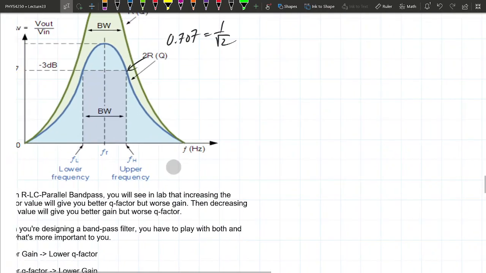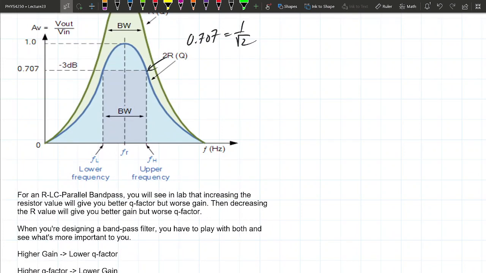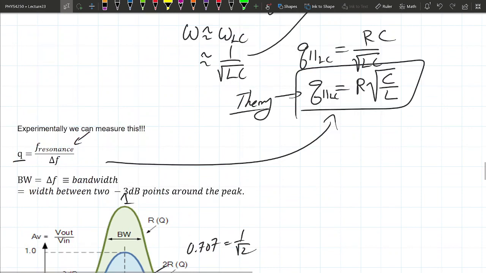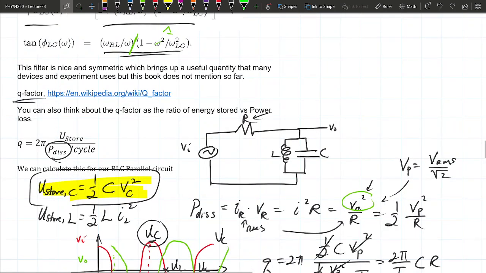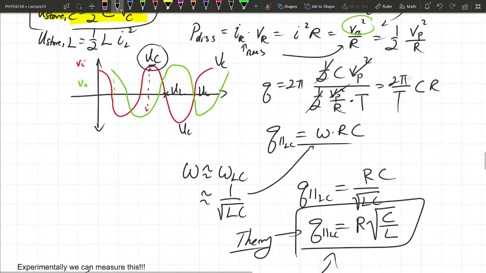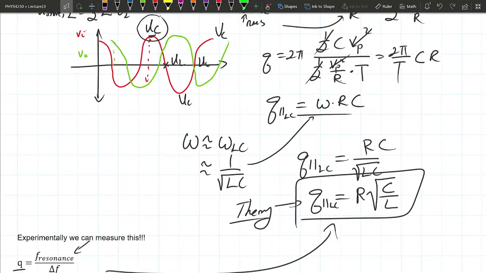About this Q factor thing, because this is not inside the textbook, unfortunately. I linked a Wikipedia article about it. So if you just Google Q factor Wikipedia, you'll find this. I think the answer to your homework is also on Wikipedia, but you should derive it.